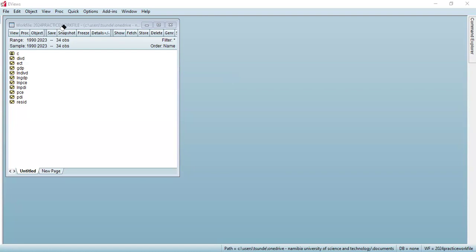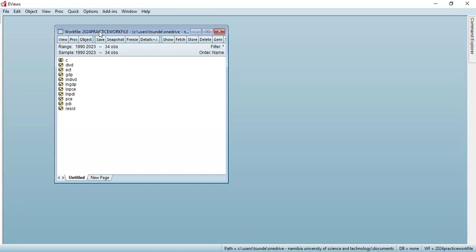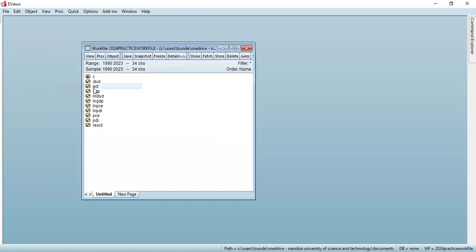Then let's now look at our model. I'm going to be using three variables to illustrate what we are going to do. Since the number of observations, okay, let me use three variables. I'll use GDP, PCE, and PDI. So those are the three variables that I'm going to use.